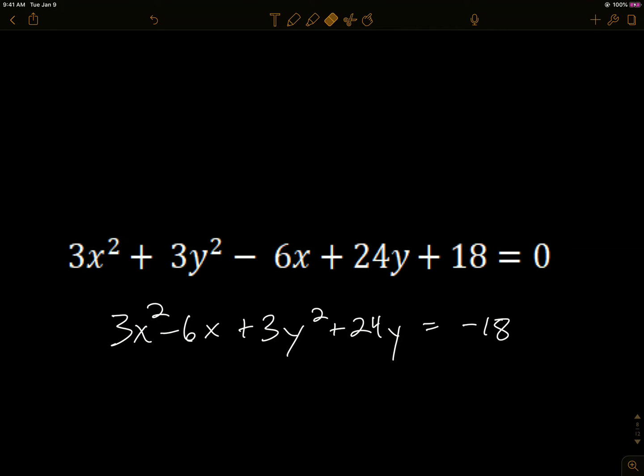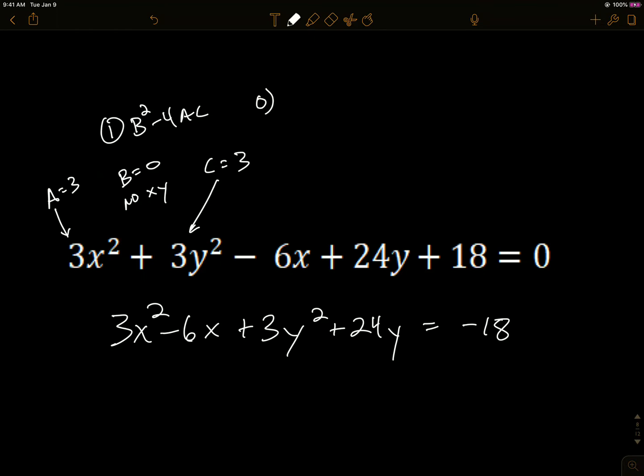If I do the discriminant, to know it's a circle, b squared minus 4ac. So the discriminant is a is 3, b is 0 because there's no xy term, and c is 3. So if I do this discriminant, I get 0 squared minus 4 times 3 times 3. I'm getting negative 36 for my discriminant. So whenever my discriminant's negative, this means we have an ellipse.